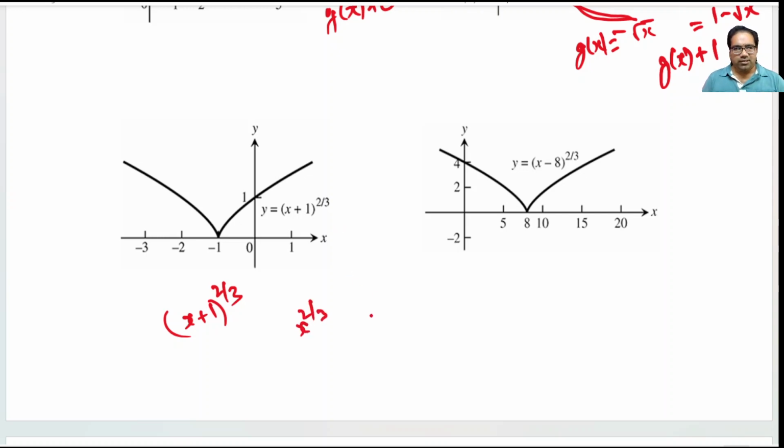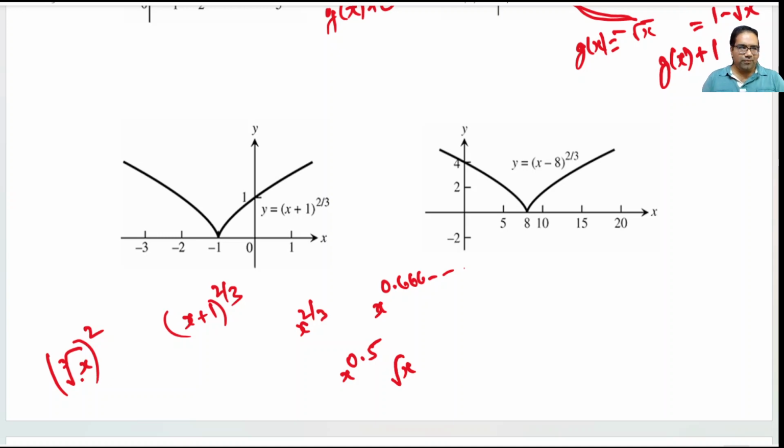What is x power 2 by 3? X power 2 by 3 is x power around 0.66666, something like this, right? We know x power 0.5. What is x power 0.5? X power 0.5 is root x, right? X power 0.5 we know. What is x power 0.6666? X power 0.66 is something like cube root of x whole square. Right? X power 2 by 3 is cube root of x whole square.